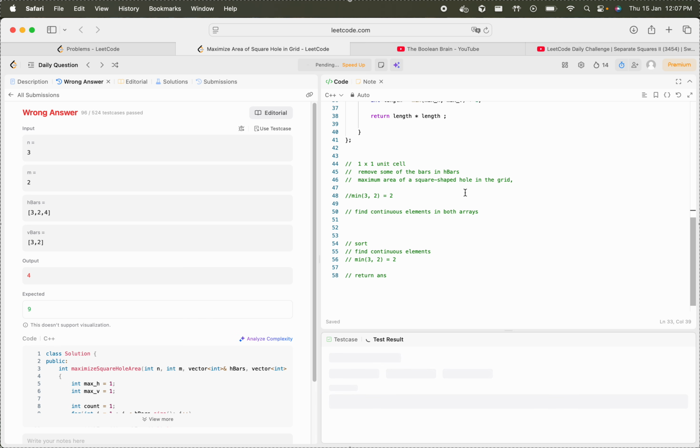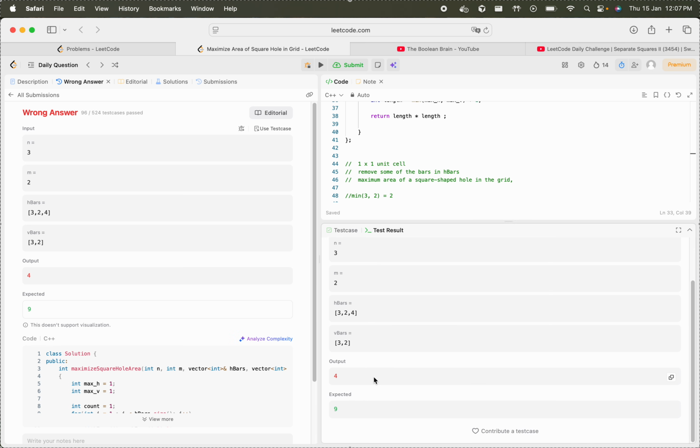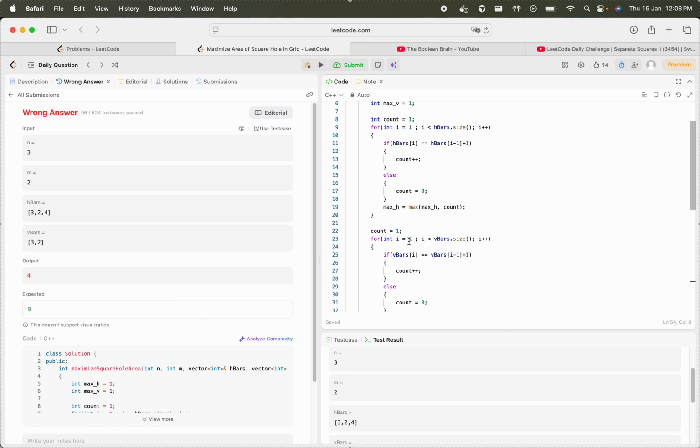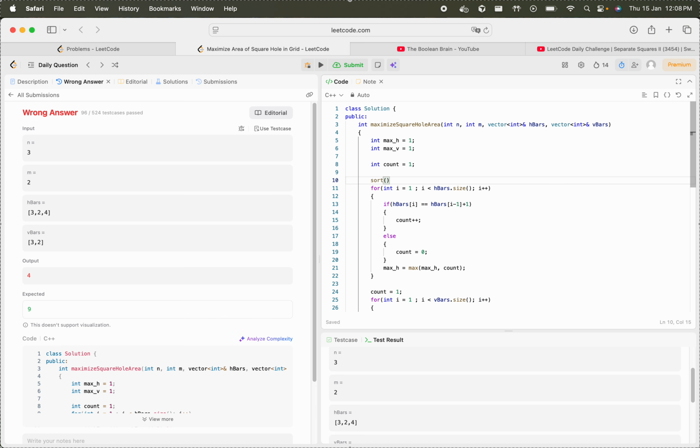So whenever there is a mistake, right? There is always room for learning. Let's try to debug. So we have n 3 and m 2. We have h bars 3 4, and vertical bars is 3 2. So the increasing is okay. Sorry guys, I think one mistake is this is not sorted, right? And I mentioned that the first step is sorting. So I missed that critical stage. Excuse me for that.